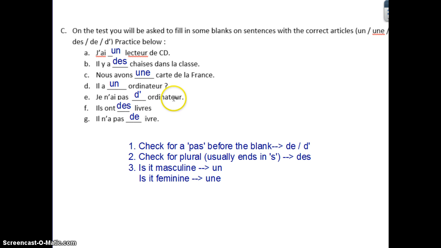Now, if you'll notice, letter E is also ordinateur. I'm trying to show you how I can trick you here if you're not thinking about your steps. The difference between letter E and letter D is you have a pas here. Notice that it's the first thing you're supposed to check. If there's a pas before your blank, it's got to be de or d apostrophe. Now, the only reason why I use d apostrophe here is because the word that comes after the blank, ordinateur, starts with a vowel. So if you have a pas and then the word that's after the blank actually starts with a vowel, you've got to use d apostrophe.